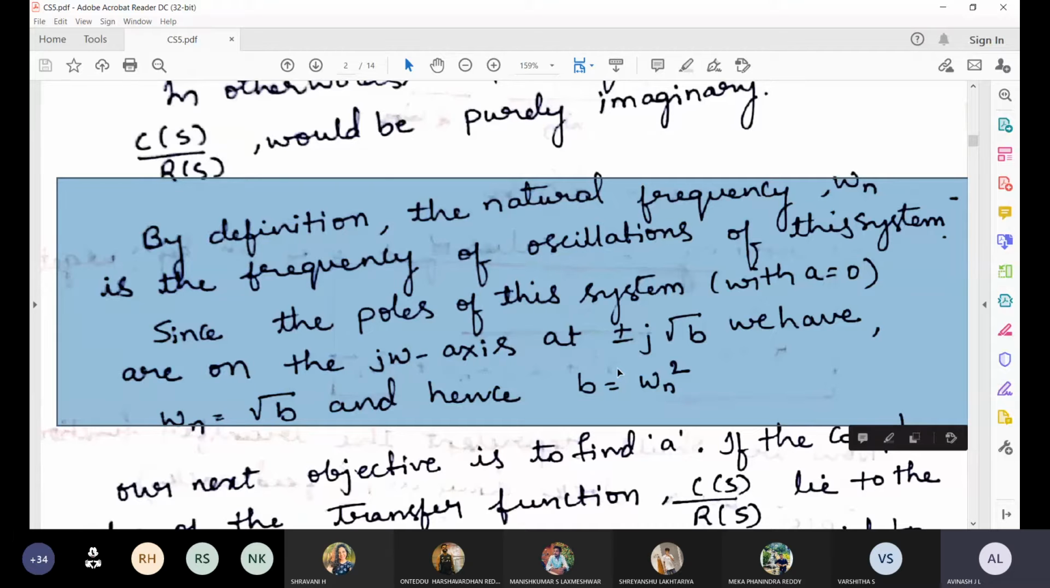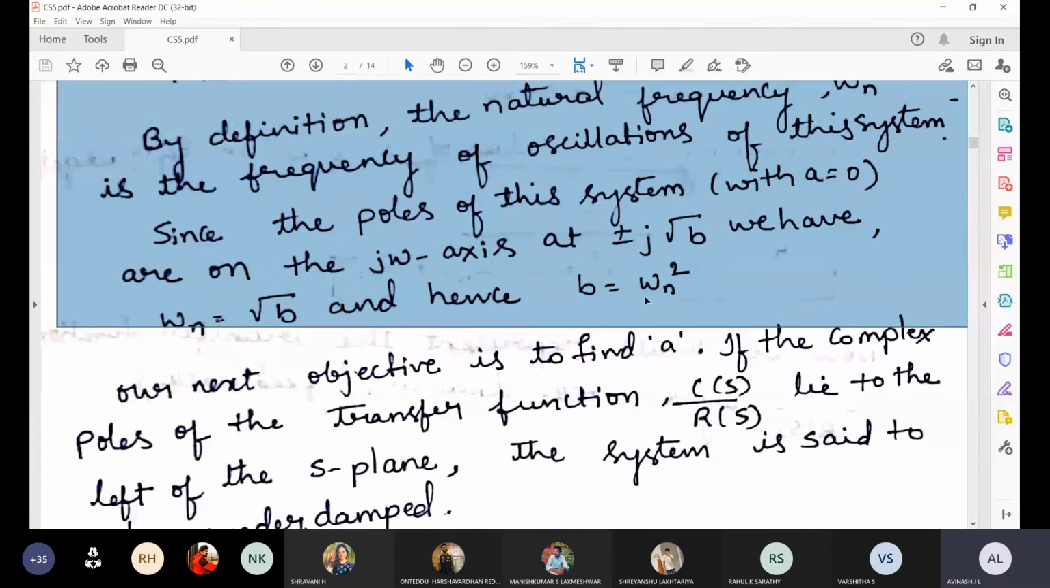The roots may be s equal to plus or minus j root b. But natural frequency, frequency means how many times it has oscillated with respect to time. Can that be a negative value? Can that be an imaginary value? No, it is a value. That is why we have taken omega n equal to root b. Is that clear? Yes or no? Okay. So now omega n equal to root b, so b equals omega n square. Very simple. Write down b equal to omega n square.